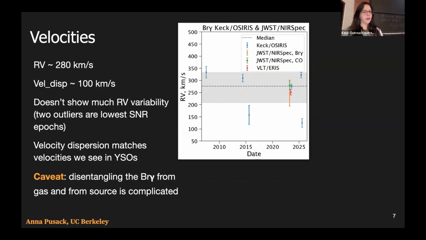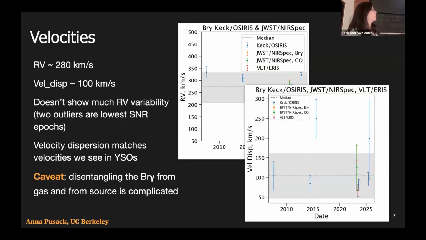Looking at those two data points, they do correspond to some of the worst error bars on my velocity dispersion, so that sort of supports that idea that we need to do a little bit more careful diagnosis there. The velocity dispersion is around 100 kilometers per second, and this is something that matches very well with the literature quotes for young stellar objects.